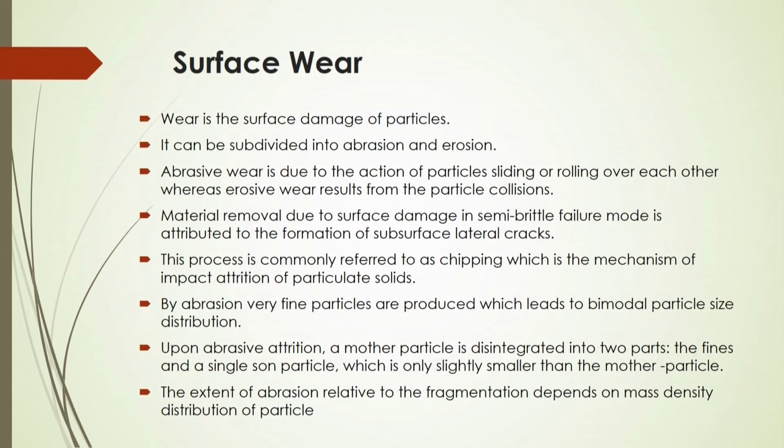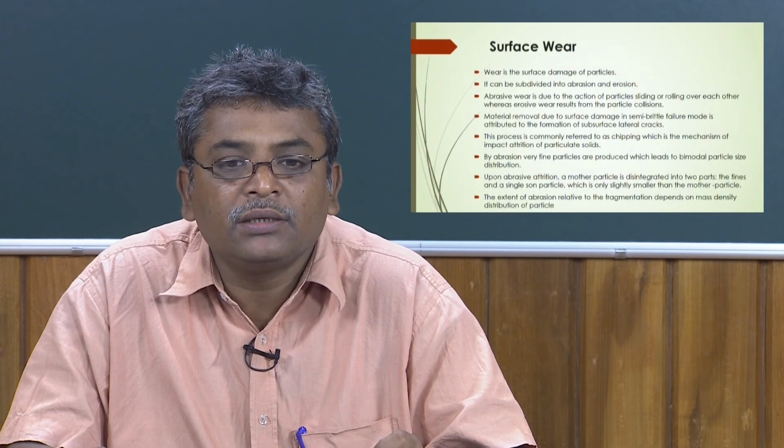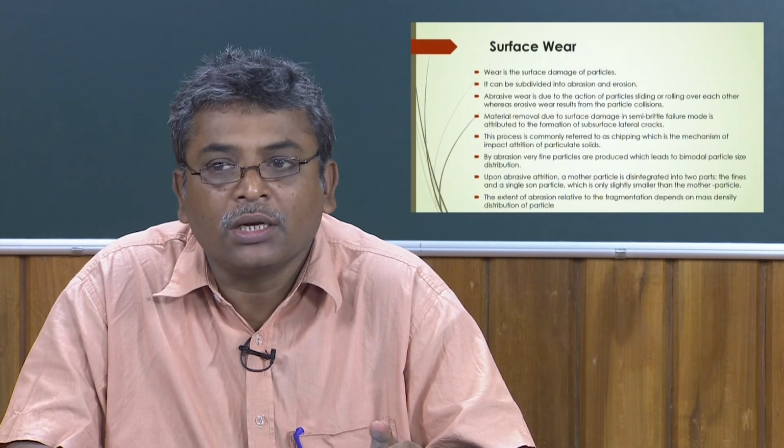Surface wear is the surface damage of particles. Here the surface is being damaged. It can be subdivided into abrasion and erosion. Abrasive wear is due to the action of particles that slide or roll over each other, whereas erosive wear may result from particle collision.